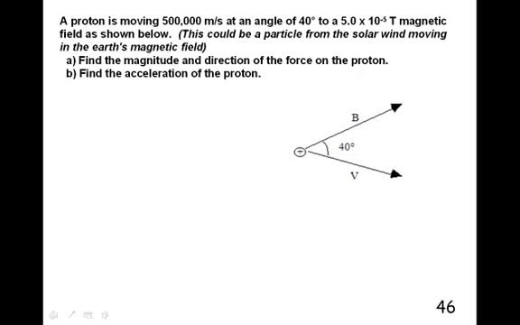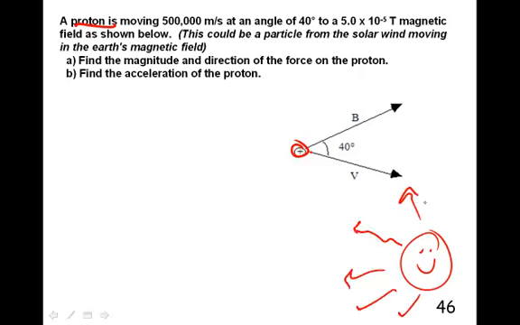Okay, well, let's say we have a charged particle. This is an interesting particle because it's a proton and it's moving in the solar wind. Did you know that the sun actually is expelling protons into outer space as we speak? Little protons. And we call that the solar wind. So let's say that we have a proton moving at 500,000 meters per second, and it's coming in to the Earth's magnetic field.